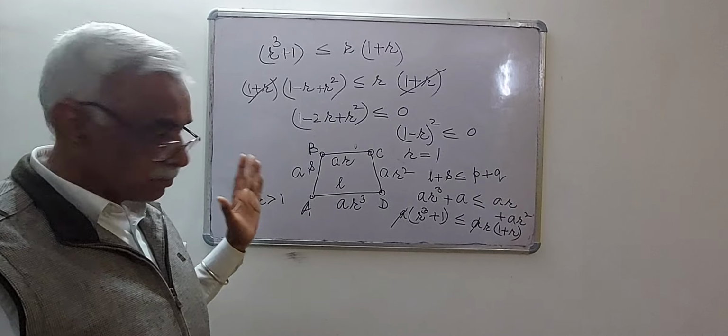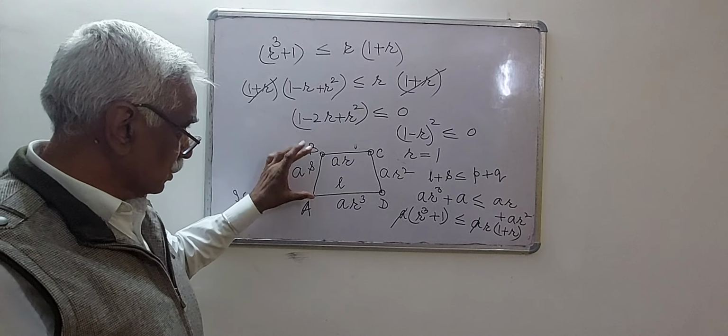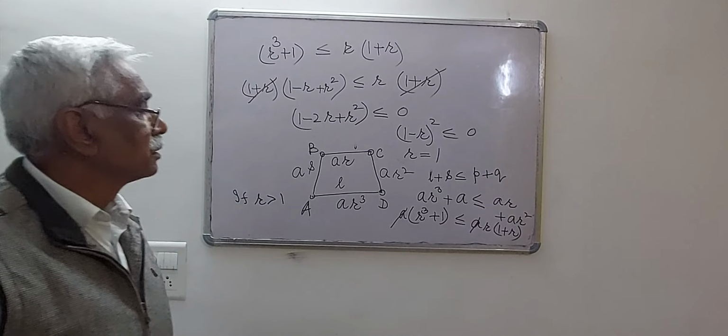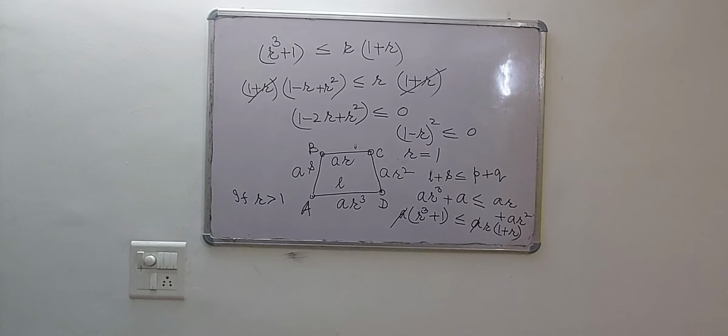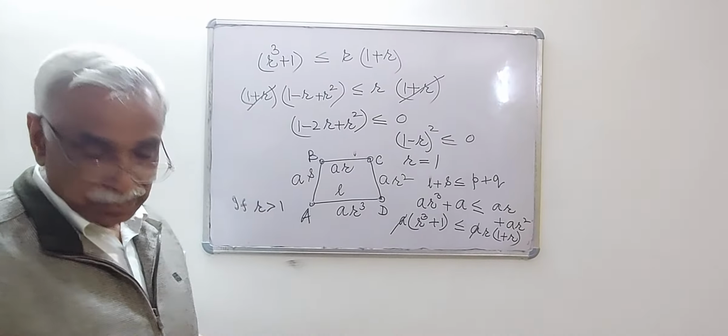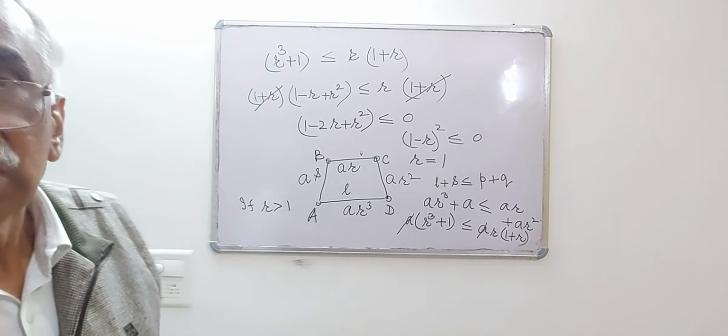It is possible only when AB is equal to BC and BC is equal to CD, like that. So the solution is when R is equal to 1. It means all link lengths are of equal size. So next time we will do some other problem.